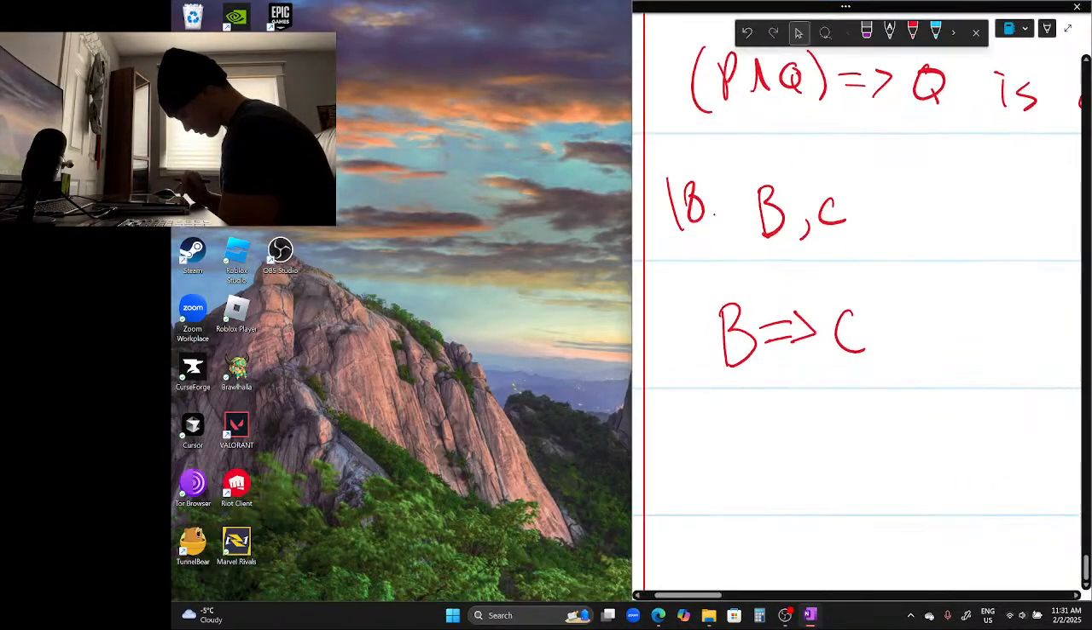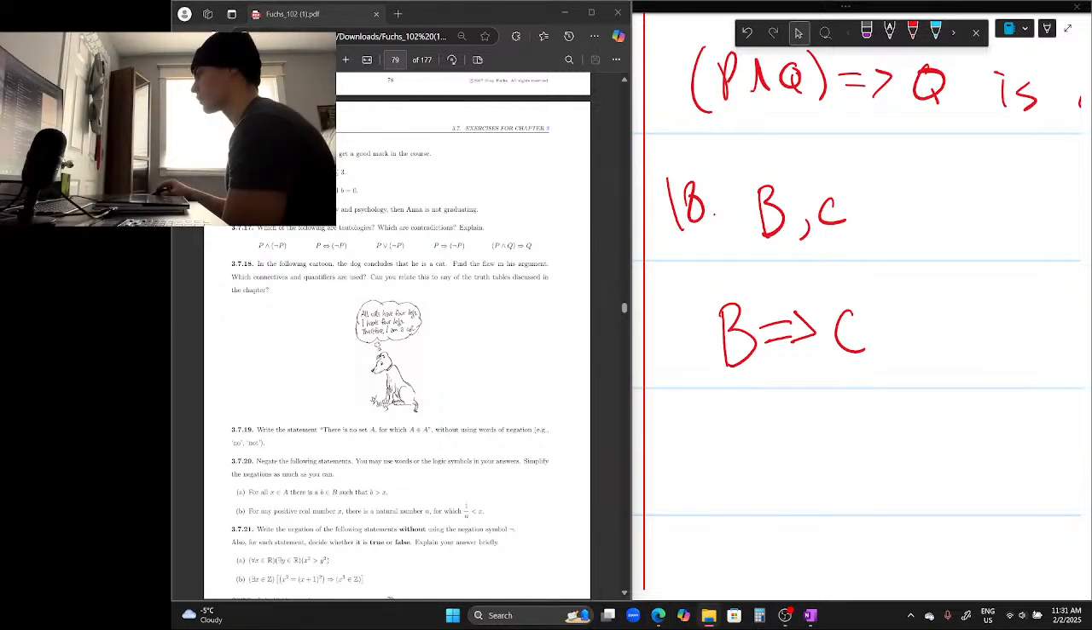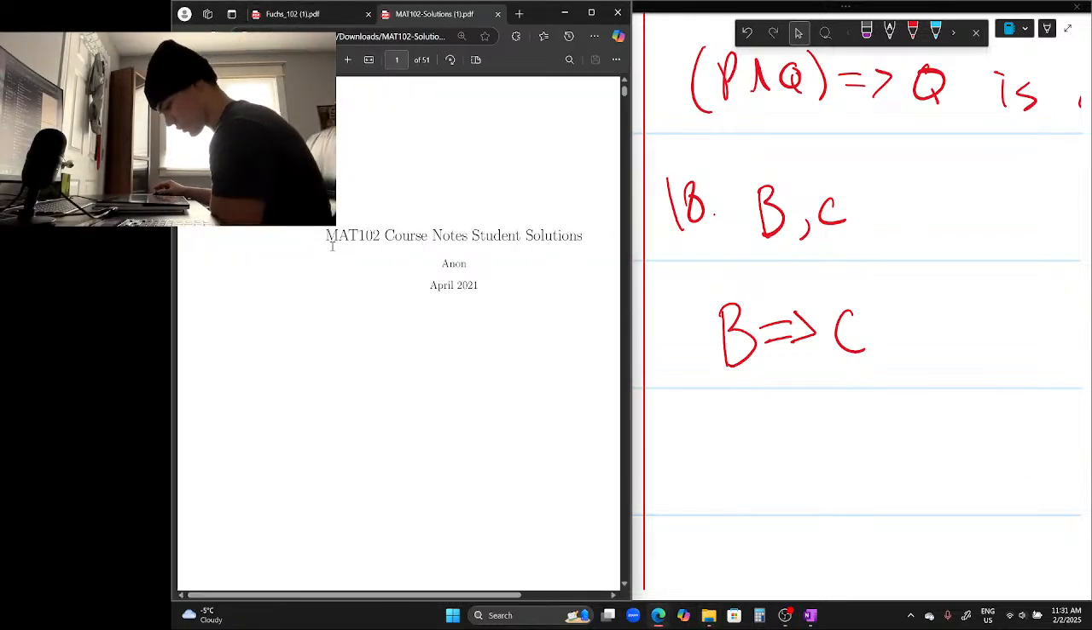Okay, I'll open the solutions for this one because this one is a little bit of a tricky one for sure.